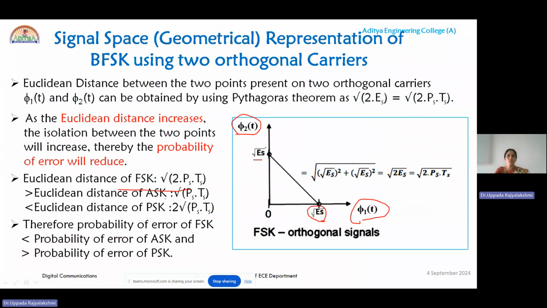But the Euclidean distance of ASK is root E_S and the Euclidean distance of PSK is 2 root E_S. So if you compare, we know that the lower the value of Euclidean distance, the better the probability of error. Because the Euclidean distance of FSK is greater than ASK and less than PSK, its probability of error lies in between ASK and PSK. That is the conclusion from this slide.